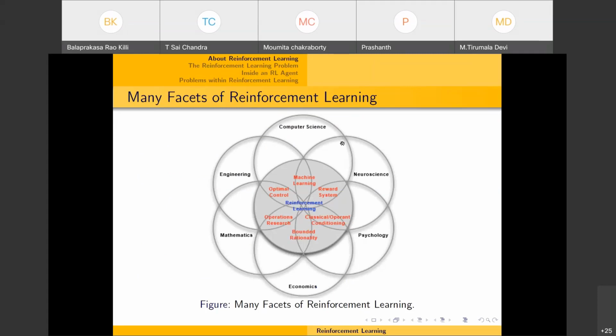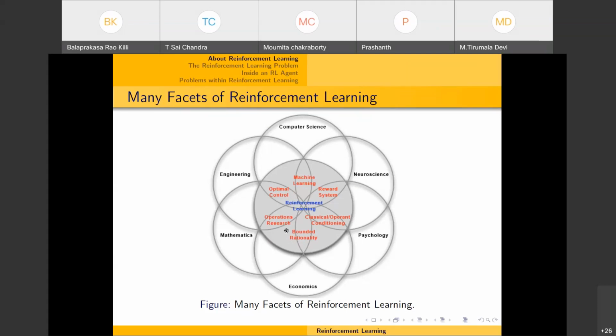So this circle corresponds to computer science. Different fields of science and engineering include computer science, neuroscience, psychology, economics, mathematics, engineering. All these are different fields of science and engineering. And if you observe even closely, in computer science there is a subfield called machine learning. Similarly, in mathematics there is a subfield called operations research. In economics there is a subfield called game theory or utility theory. Different names are there: bounded rationality. All these are the same: game theory, utility theory, and bounded rationality.